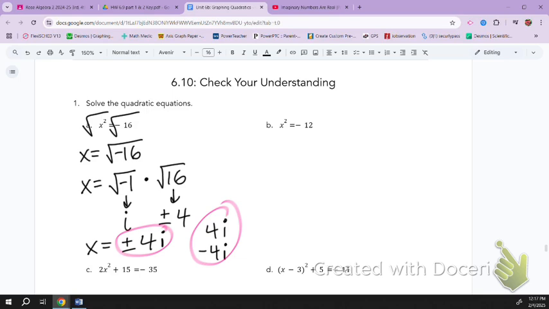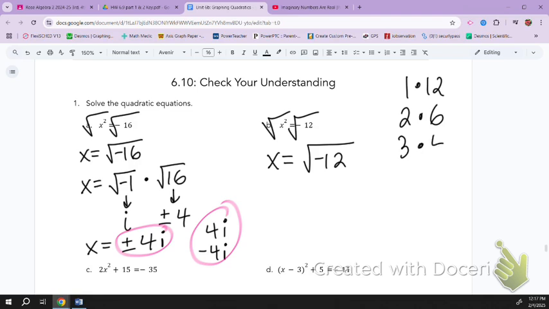Let's try it with B. I'm going to square root. When I square root negative 12, I have to break it down. What are some factors of 12 that have a perfect square? Because you could do 1 and 12, 2 and 6, 3 and 4. Which factor pair has a nice square root? Which one of these numbers can you actually take a square root of? 4. So I'm going to use that factor pair.